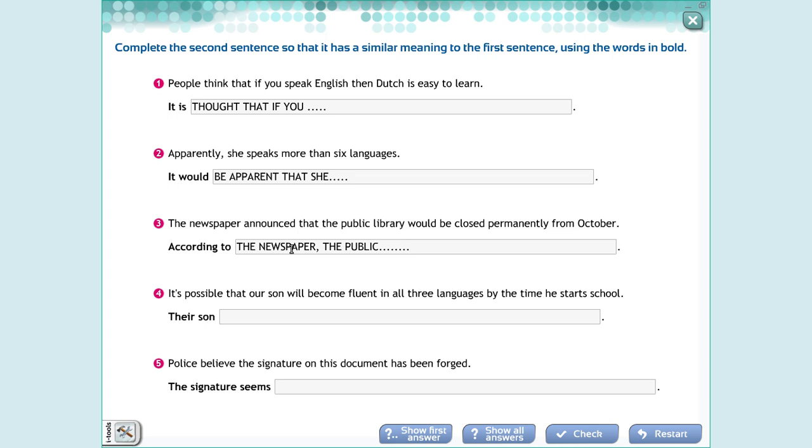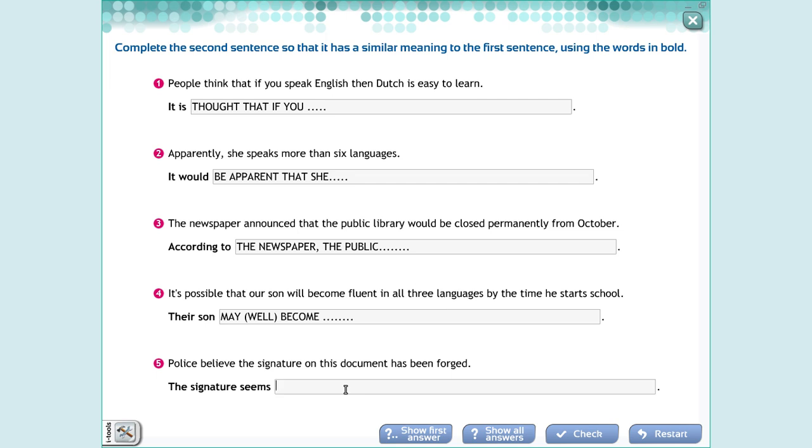It's possible that our son will become fluent in all 3 languages by the time he starts school. Their son, possible. When I'm talking about something that is possible, I'm going to use must or may. May well become fluent in all 3 languages by the time he starts school. Remember that this "well" is an option, okay? You can write it or not. Great.